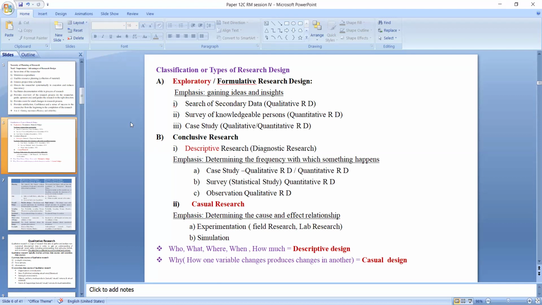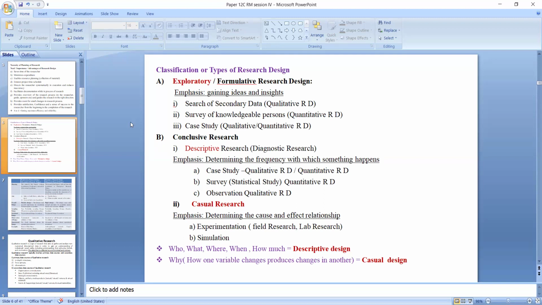But if your whole questionnaire is about knowing how many, who, what, where, you can see that in blue below. Who, what, where, when, how much. क्या हुआ, कब हुआ, कैसे हुआ, कौन कौन था. Descriptive design. Correct?